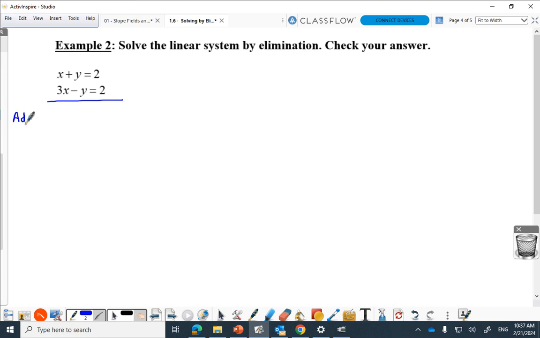Write add out front. He asked the question, he said, well, does it not work if they're both negative or if they're both positive? Hold on. We're going to use add here. Ready? 3x plus x. That's supposed to be the easy part. 4x.